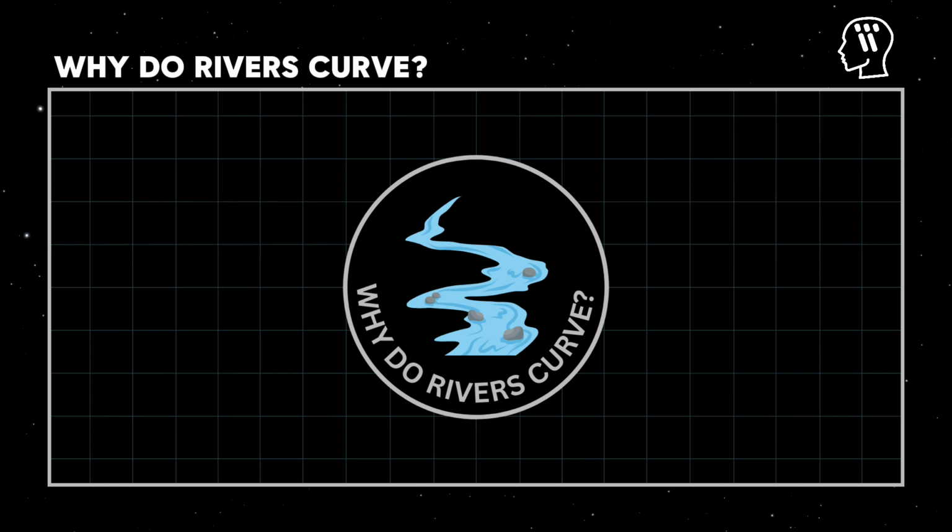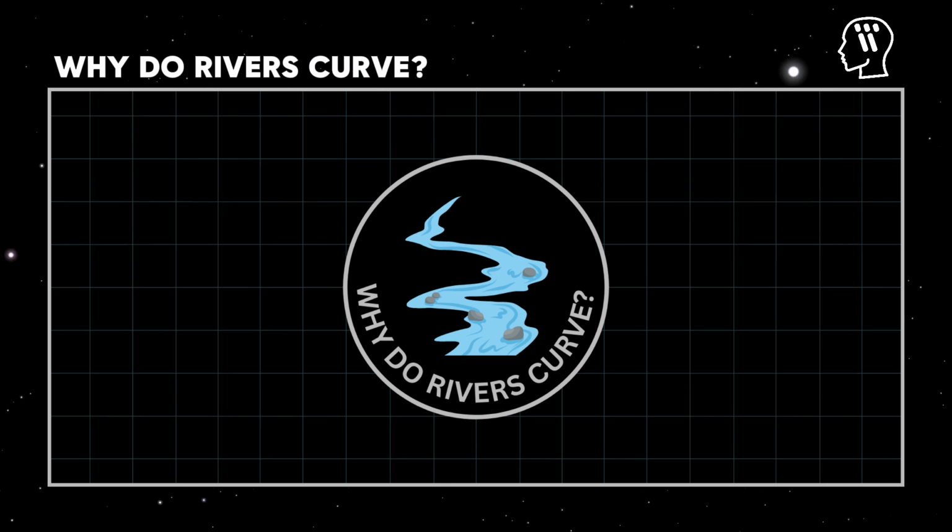Rivers start as small streams, usually high up in the mountains, where they flow fast and steeply. As they move down toward lower ground, they start to slow down and spread out. When water slows down, it can no longer carry the same amount of sediment, and this is where the fun begins. The river starts to deposit sediment in some areas, while in others, it erodes the land. Here's where the curves come into play.